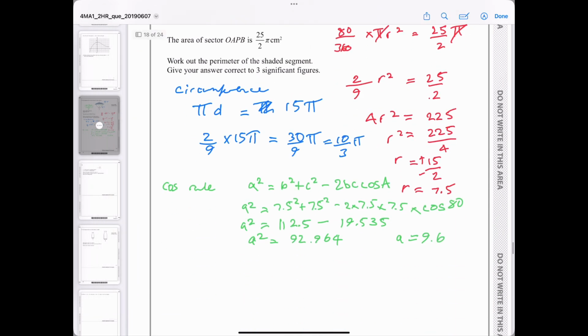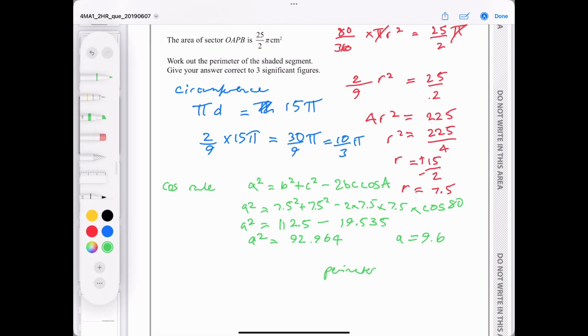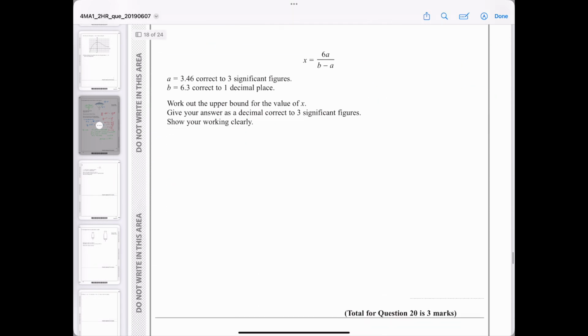So according to this, the circumference or the perimeter equals 20.1, which I have to say is quite a mouthful. It's quite a lot to do.